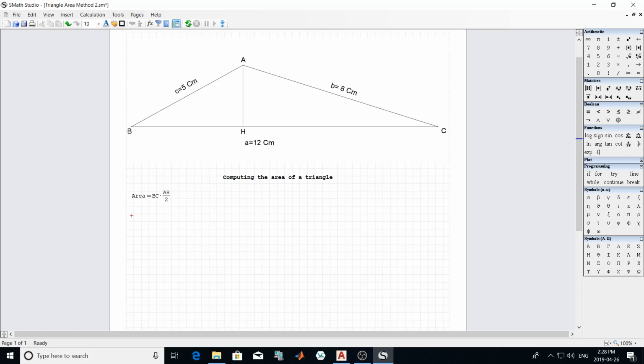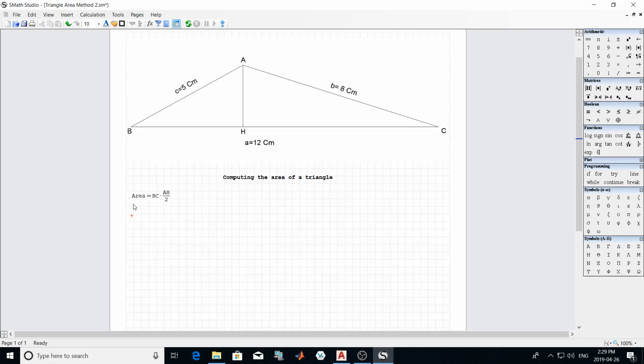In this video tutorial, I'm going to show you how to compute the area of a triangle if we know three sides of it, but using area is equal to base multiplied by height divided by 2. Now in the other video tutorial I posted earlier, I showed you how to compute the area of the same triangle but using Heron's formula. And that is the easier way of computing the area of such triangle.